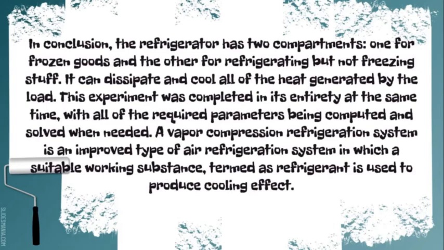Conclusion. In conclusion, the refrigerator has two compartments, one for frozen goods and the other for refrigerating but not freezing stuff. It can dissipate and cool off the heat generated by the load. This experiment was completed in its entirety, with all of the required parameters being computed and solved when needed. A vapor compression refrigeration system is an improved type of air refrigeration system in which a suitable working substance, termed as refrigerant, is used to produce a cooling effect.